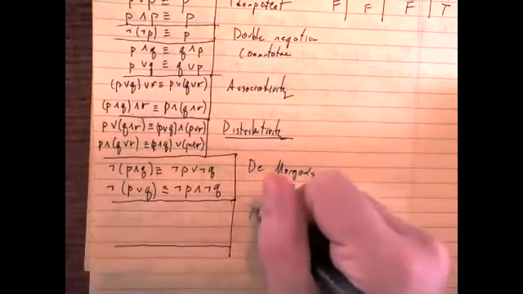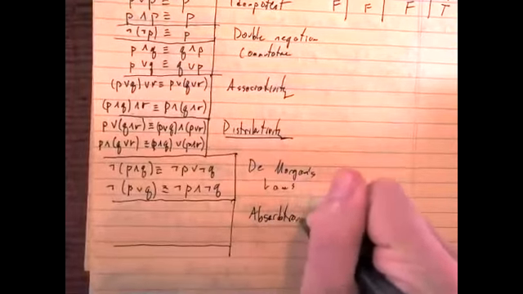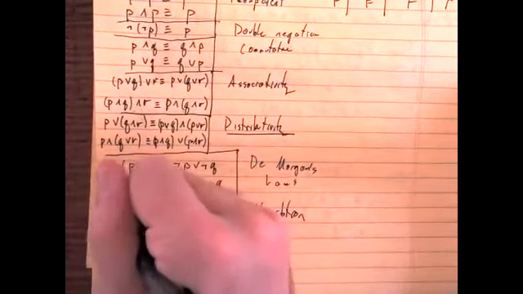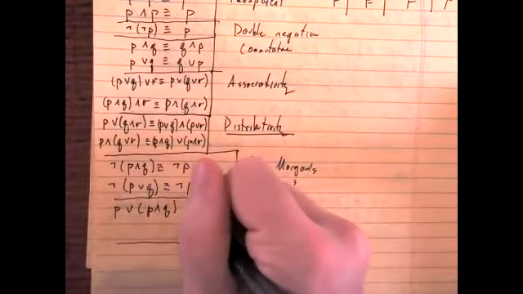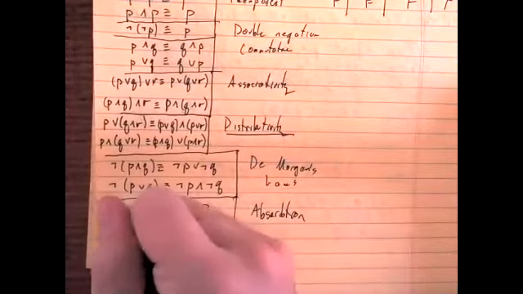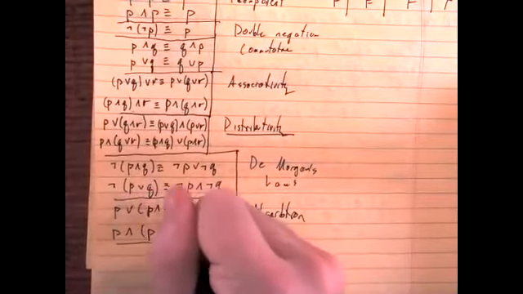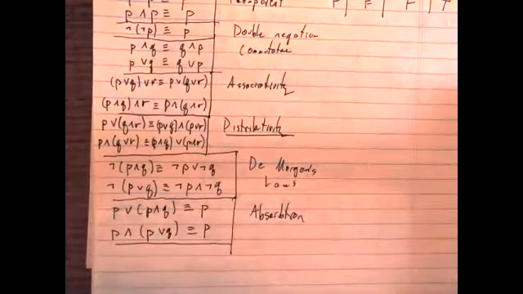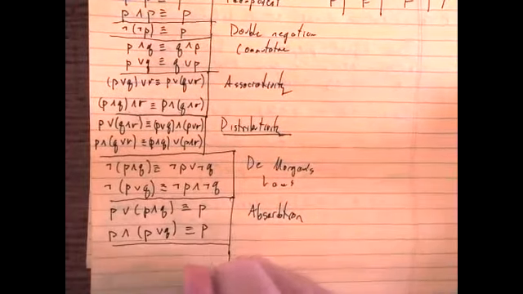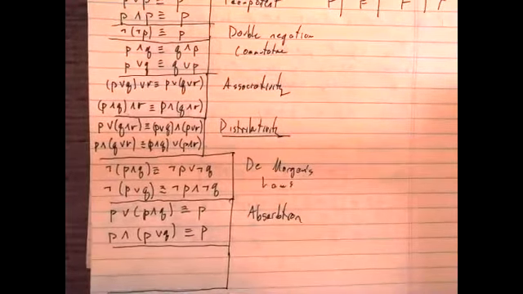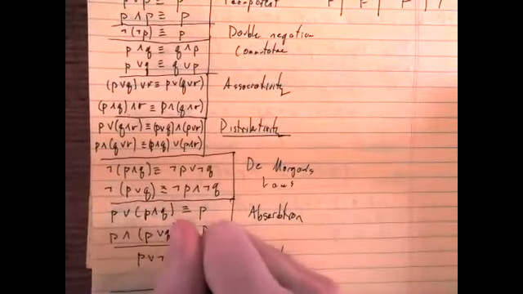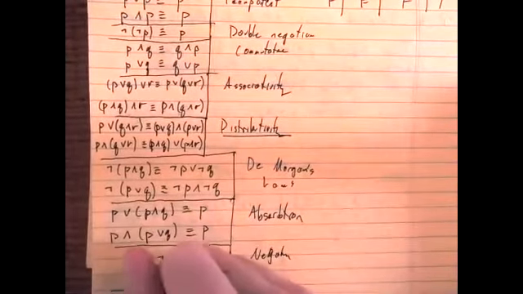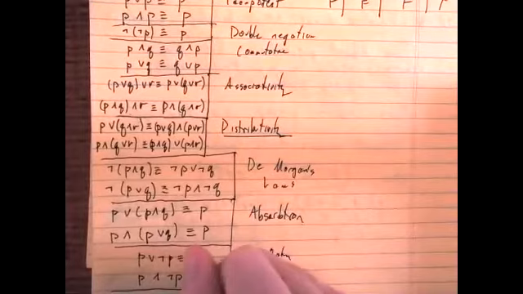Absorption. The absorption laws are P or (P and Q) is equivalent to P, and P and (P or Q) is equivalent to P. And then lastly, we have the propositions called negation. P or not P is equivalent to true, and P and not P is equivalent to false.